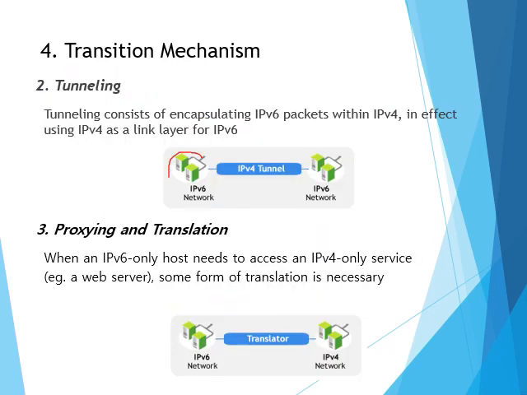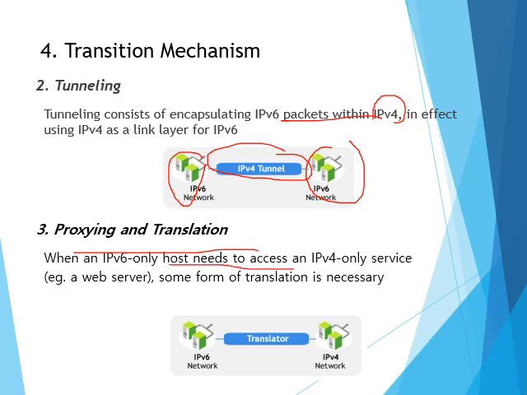Tunneling. We have networks that implement version 6 but use version 4 tunneling. Tunneling consists of encapsulating a version 6 packet within IP version 4, so in effect using IPv4 as a link layer for IPv6. Proxying and translation: when IPv6-only hosts need to access IPv4-only services, these are different versions of IP address, so they need a translator to allow them to communicate.